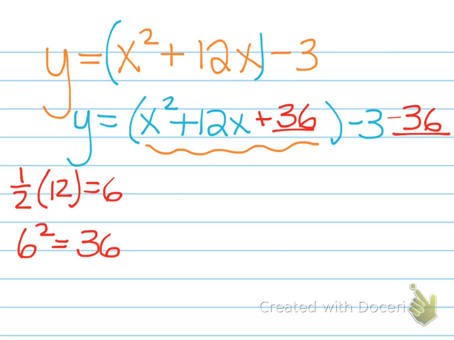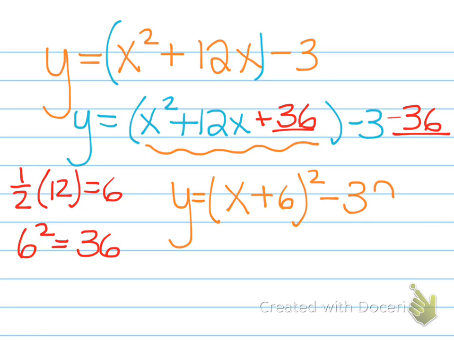I'm going to factor this and I'm going to get y equals x plus 6 squared, because 6 times 6 gives you 36 and 6 plus 6 gives you 12. And then I'm going to have minus 39 because I combined minus 3 and minus 36.